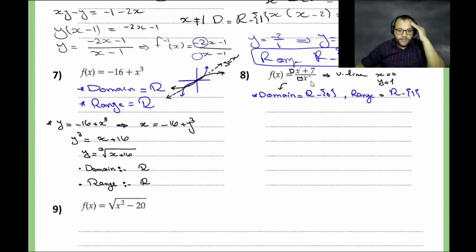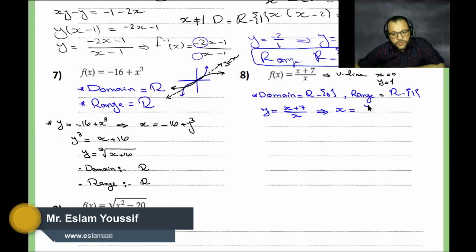Now we need to find the inverse. Before solving and finding the inverse, at first we need to find the domain and range, because if there is any exception for the answer, you have to know it. How do we solve this one? We replace x with y. So y is equal to (x plus 7) over x. Switch x with y: x equals (y plus 7) over y.